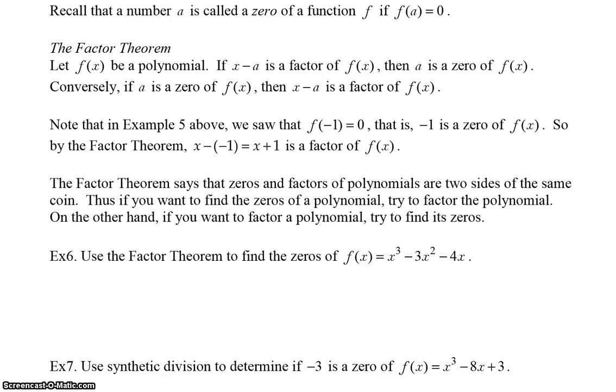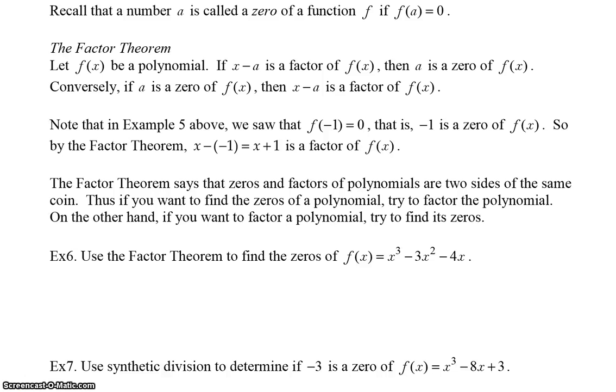So if x minus a is a factor, a is a 0. If a is a 0, then x minus a is a factor. In our previous example, we saw that f of negative 1 equals 0 for that 99th degree polynomial function. So if f of negative 1 equals 0, that is, the remainder was 0, recall, then negative 1 is a 0 of f of x. So by the factor theorem, if we have a 0, then we can construct a factor. x minus a, that is, x minus negative 1 or x plus 1, is a factor of f of x.